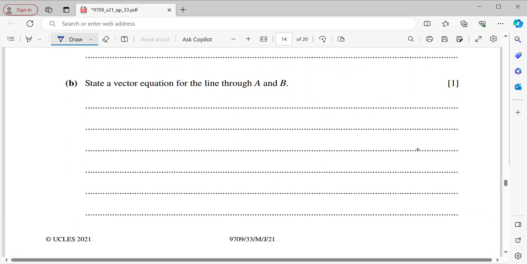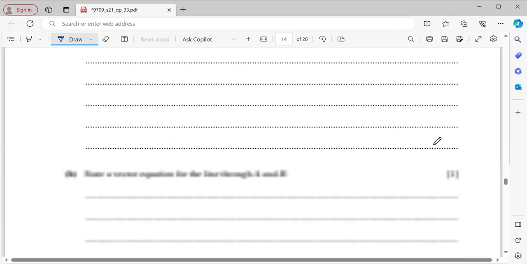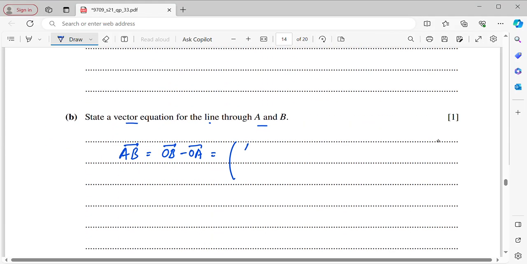Okay, now B, state a vector equation for the line through AB. So now I need to know what is the vector AB first. That will be my direction vector. This is OB vector minus OA vector. So my OB is 1, 3, 1, and my OA is minus 1, 2, 3. So when you simplify, you will get 2, 1, negative 2.